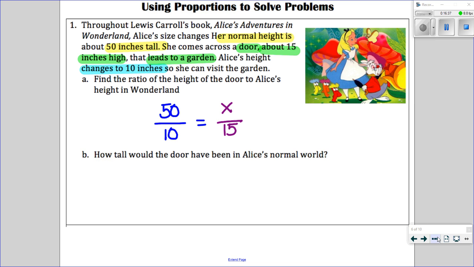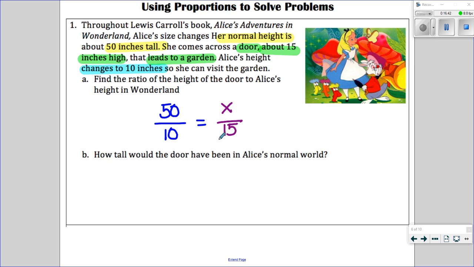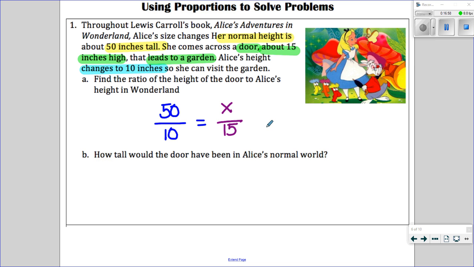And then to make this clear, I'll start with the purple one. She shrank to that, and the door is that. So for the bottom part, this represents the garden height requirement, and then the top represents actual size.